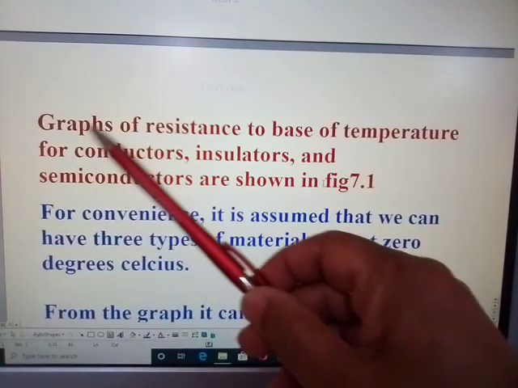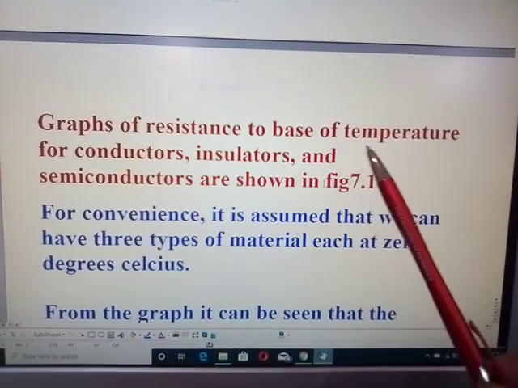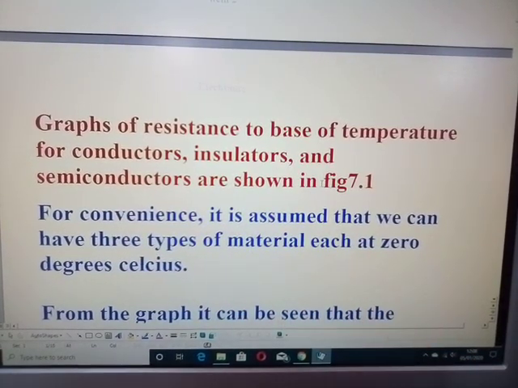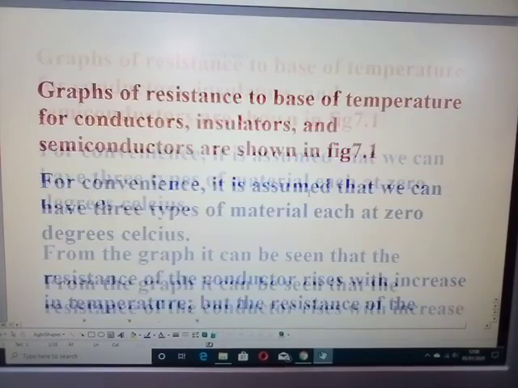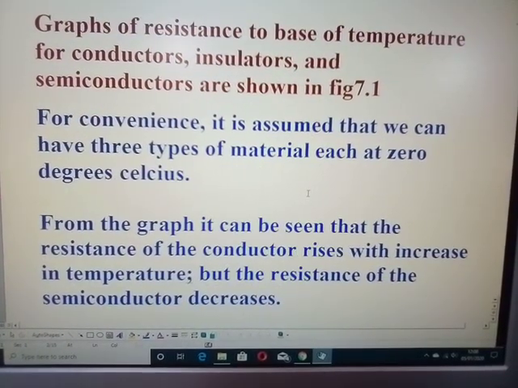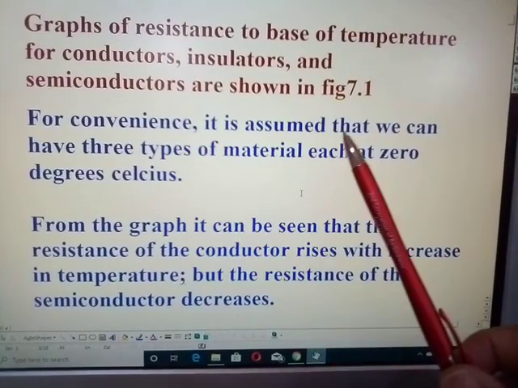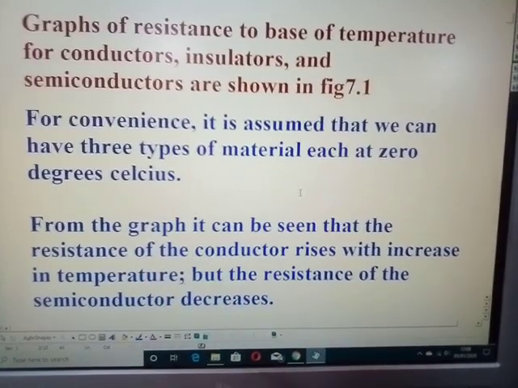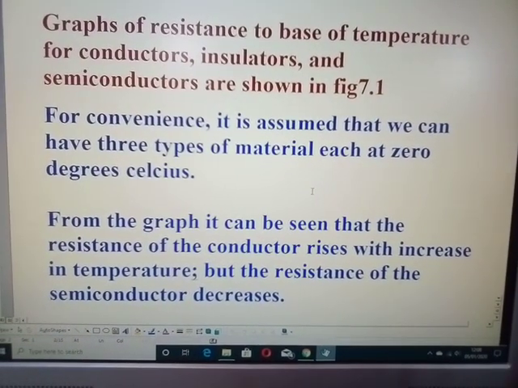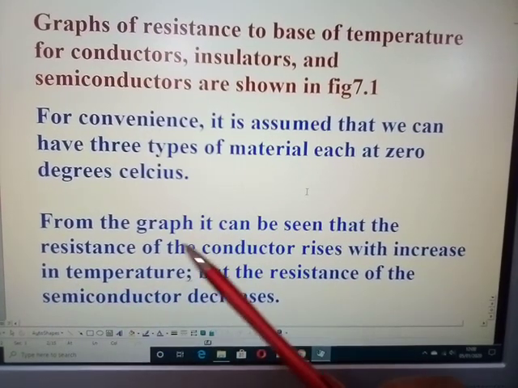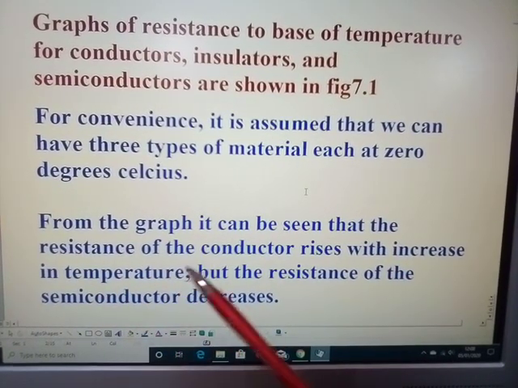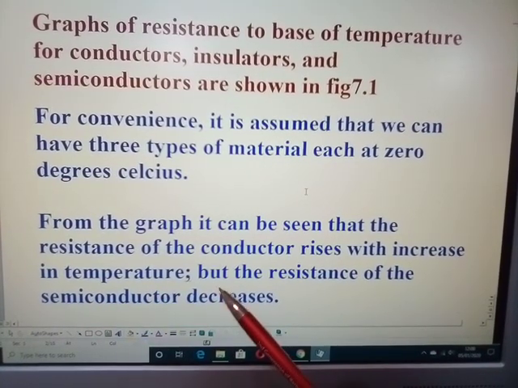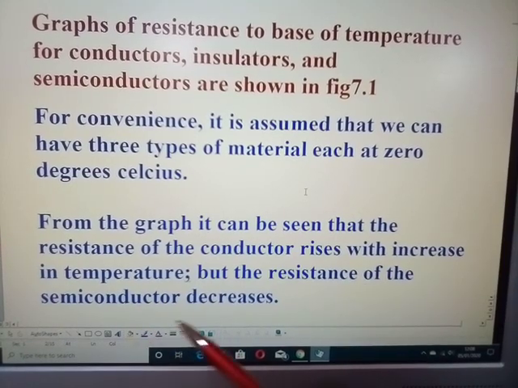Now, graphs of resistance against temperature for conductors, insulators, and semiconductors are shown in figure 7.1. For convenience, it is assumed that we can have three types of material, each at 0 degrees Celsius. And please note, purely for convenience, okay? From the graph, it can be seen that the resistance of the conductor rises with increase in temperature, but the resistance of the semiconductor decreases.